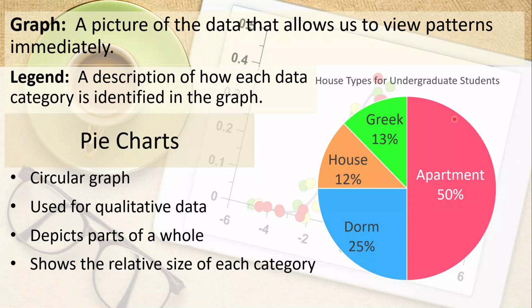And this right here is a pie chart, and as you can see, it is a circular graph. It is typically used for qualitative data. So here the qualitative data is the type of housing, and the frequency is the percentage of the students that are in that type of housing. It depicts part of a whole, and it shows the relative size for each category.